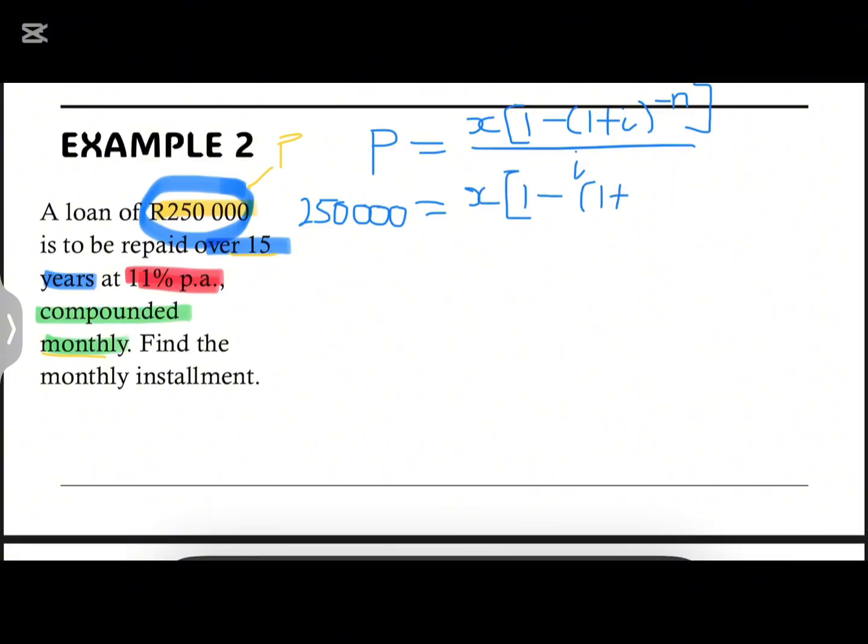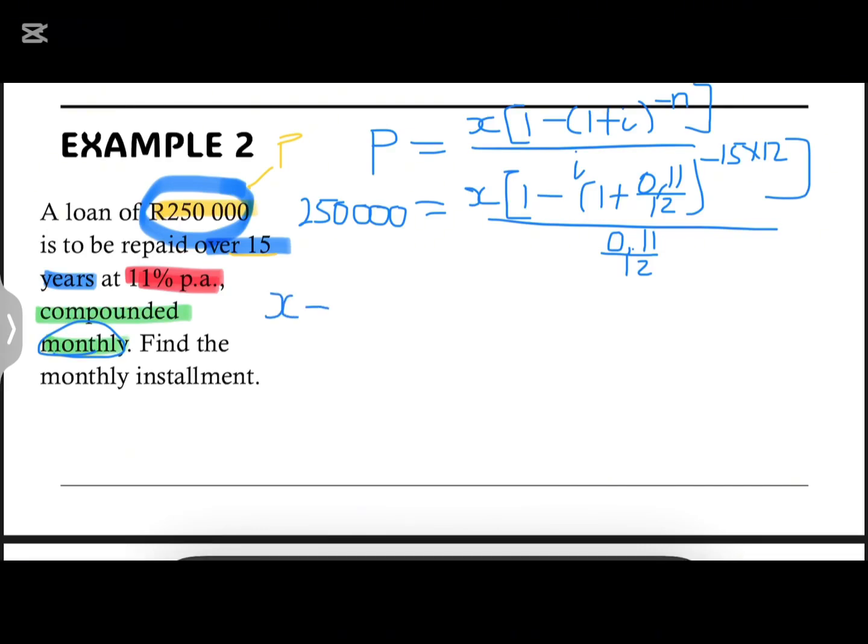Then we're going to say 1 subtract. Then you will have 1 plus the interest rate. What is the interest rate? 11% divided by 100. That will be 0.11 divided by 12 because it's compounded monthly. And then we'll have negative N, which is going to be minus 15 multiplied by 12 because it's compounded monthly. Then you close the bracket, you divide by the interest rate, that will be 0.11 divided by 12. So now let's look for the monthly installment, which is the value of X.